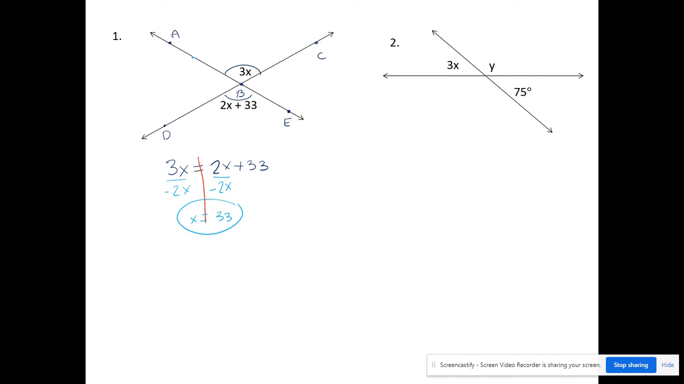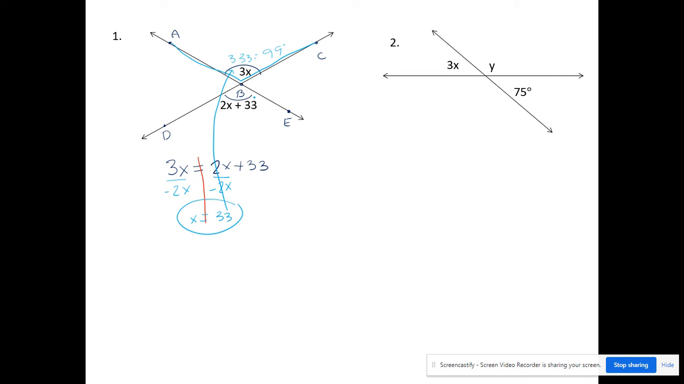Now, if I asked you for angle ABC right here, so remember our web, ABC, then you're going to take this 33 and you're going to plug it into 3x. So this is 3 times 33. So this is 99 degrees.